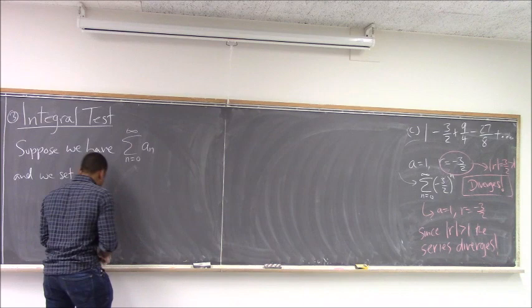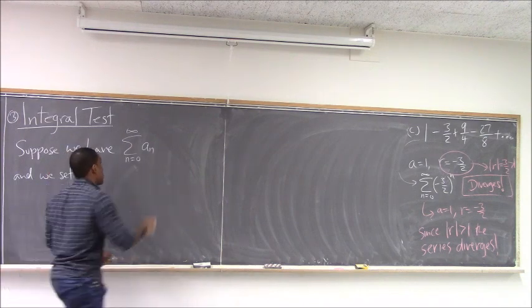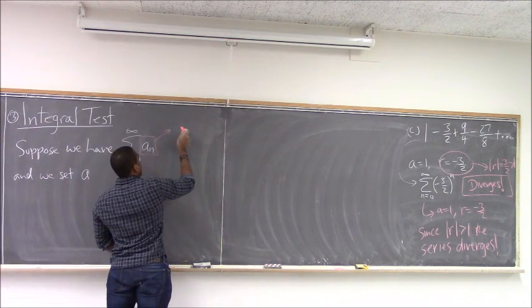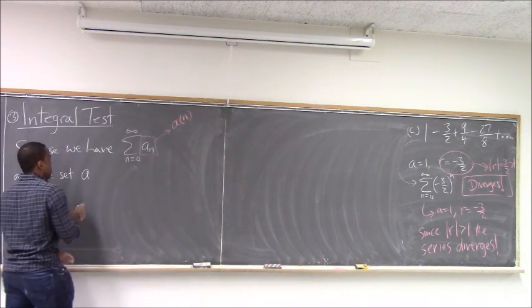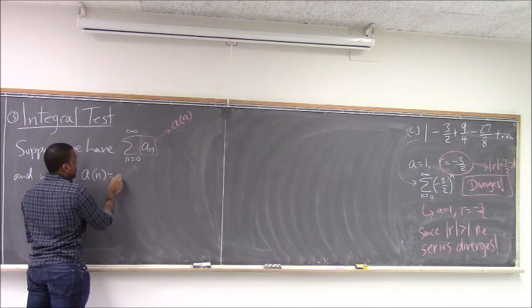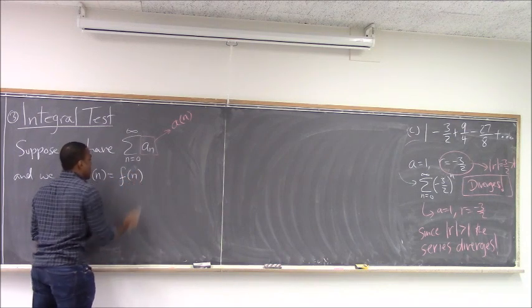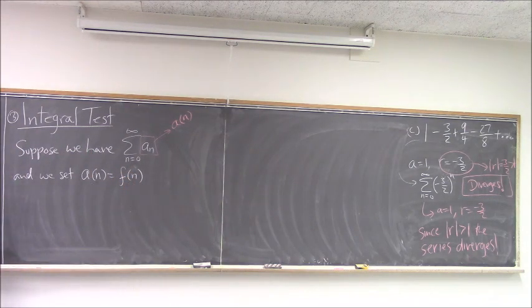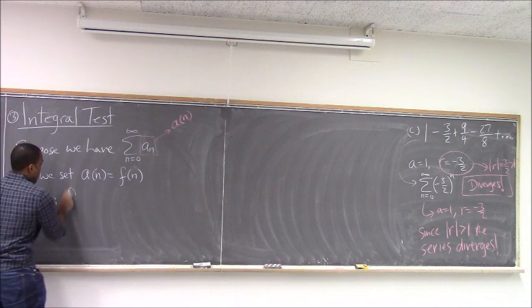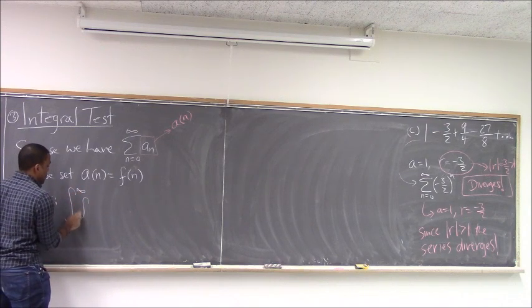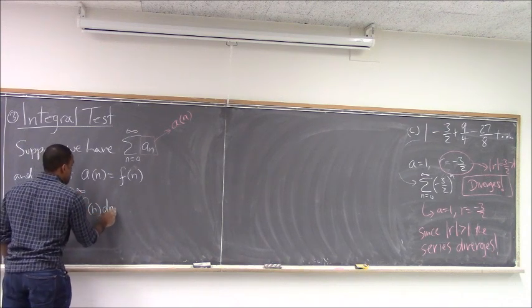So remember, you can think of a_n as a function. That's kind of the idea we're using here. We're going to think of it as some function of n, so set a_n equal to some f of n. I'm going to think of this as a real valued function now, so it's not only working on the integers. And consider this guy: the integral from 0 to infinity of f(n) dn.